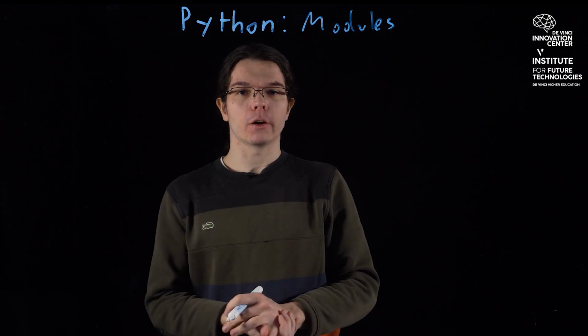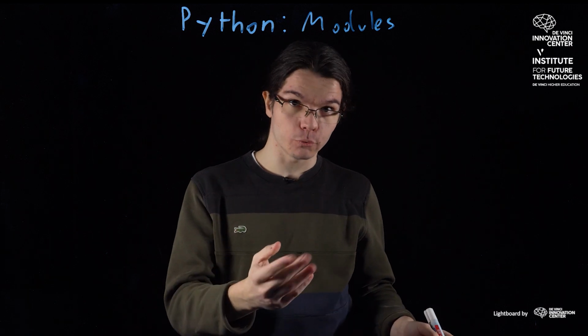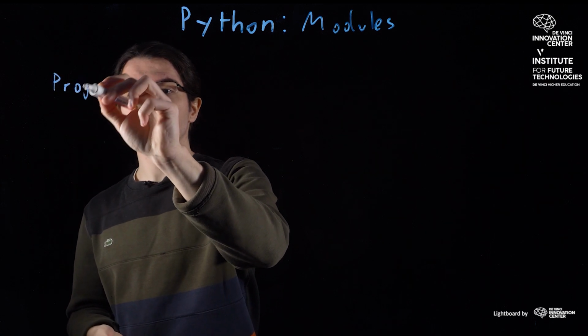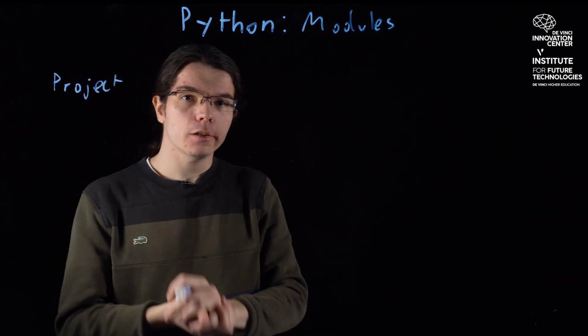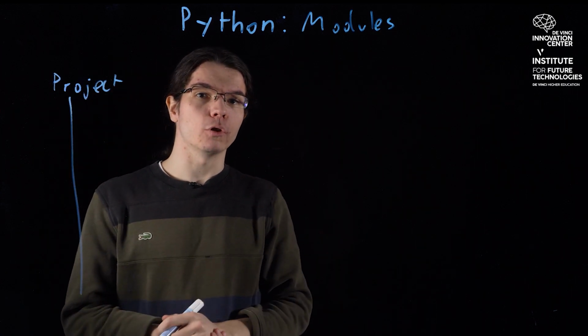So now that we've seen how to write Python, we are going to have a look at how to use Python projects from other people and how you can create your own project. So first, let's create a directory which is called Python project or just project. And inside this directory, you're going to find all the elements that are related to your project.